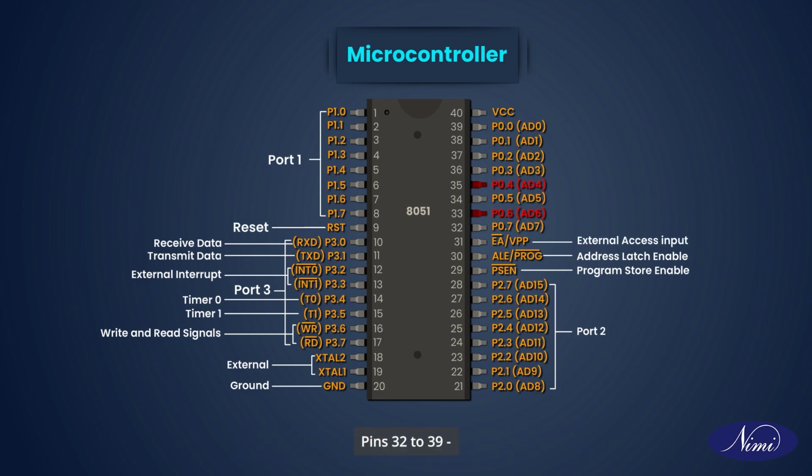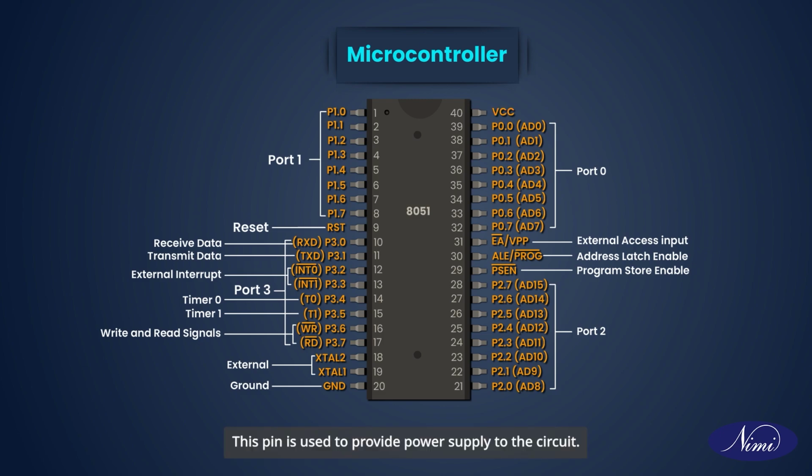Pins 32 to 39. These pins are known as port 0. It serves as an input or output port. Pin 40. This pin is used to provide power supply to the circuit, typically plus 5 volts.